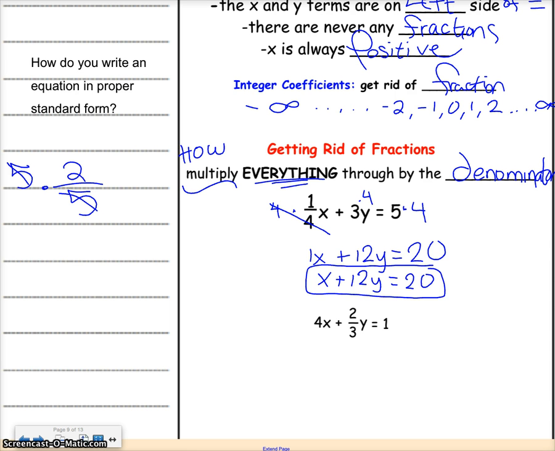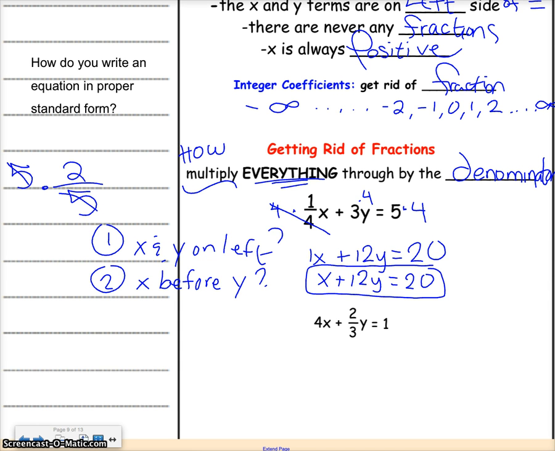So let me just summarize what I did. The first thing I did, x and y on left. I just checked. Are my x and y on the left-hand side? That's the first thing I did. The second thing that I did is x before y. I asked myself that.